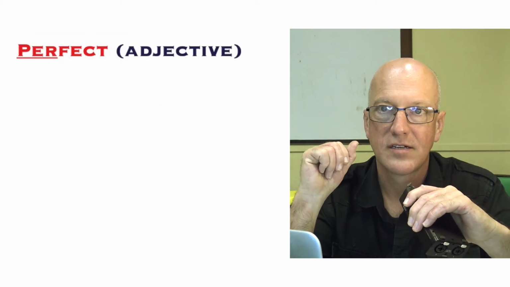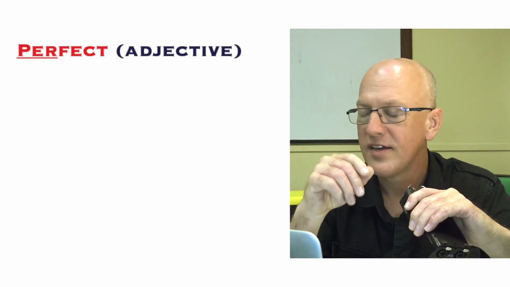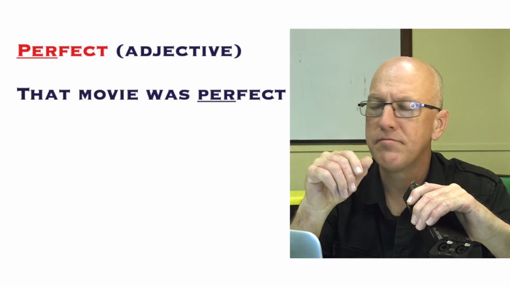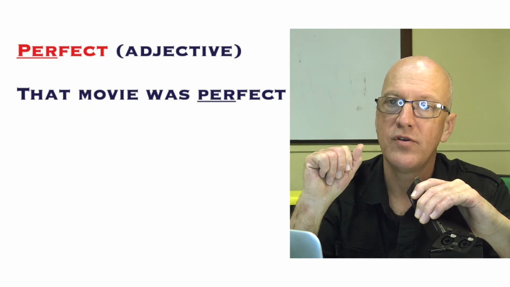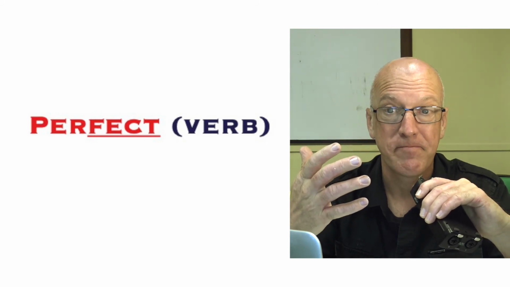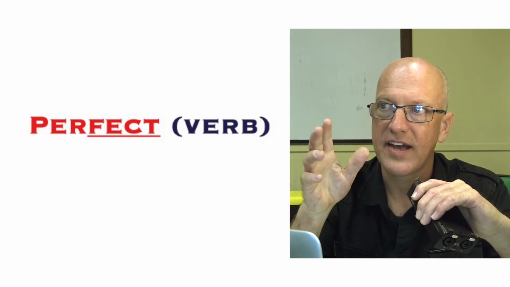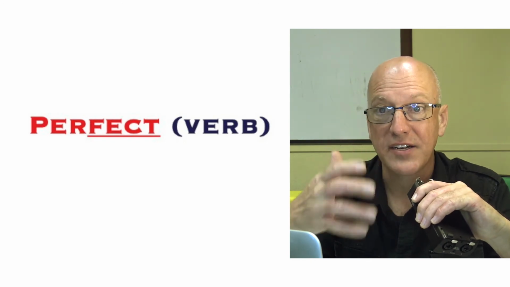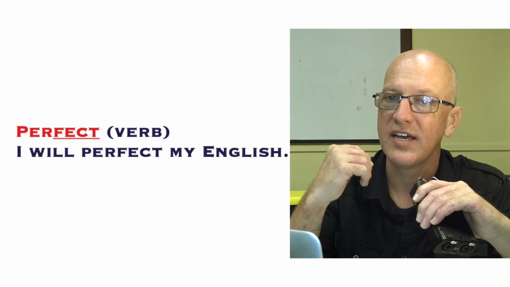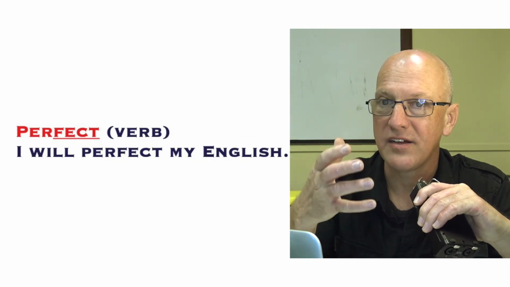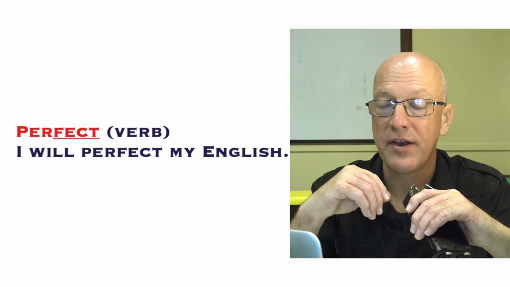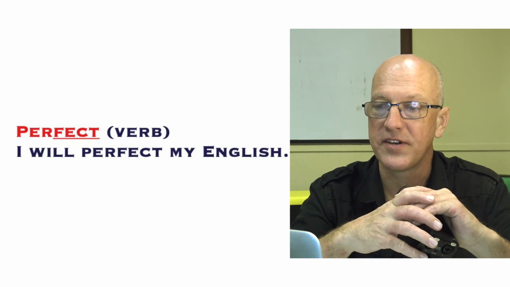Perfect. You've heard this before, I think. Now that's an adjective, but it's still on the first syllable, right? So that movie was perfect. That movie was perfect. Okay? Let's try it on the second syllable. That's the verb, right? Perfect. That means to practice until your skill gets perfect, right? Everybody say, I will perfect my English. Perfect. It means to practice and get better and better until your skill is perfect.